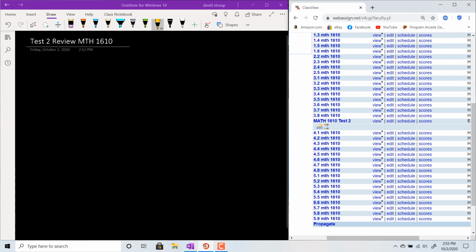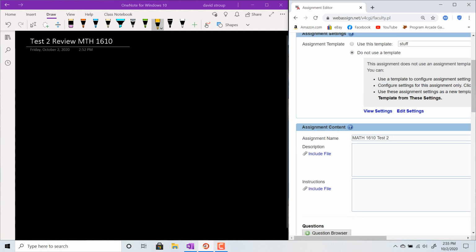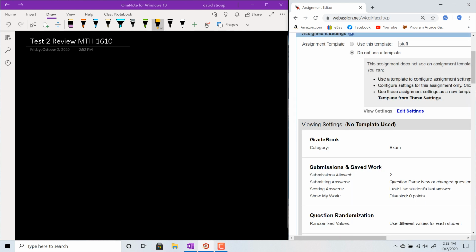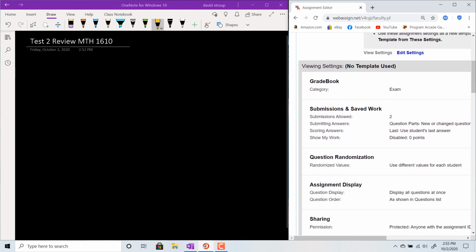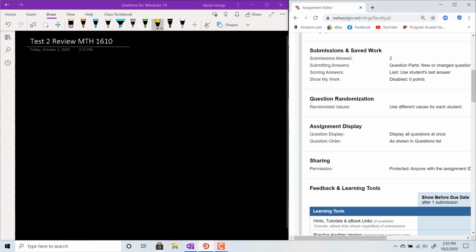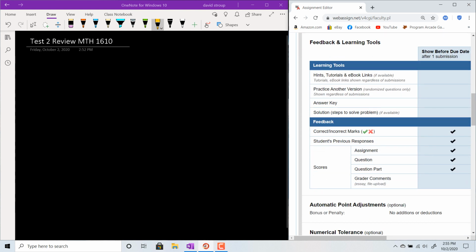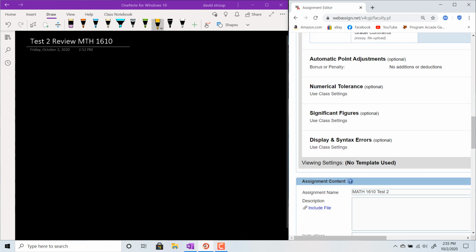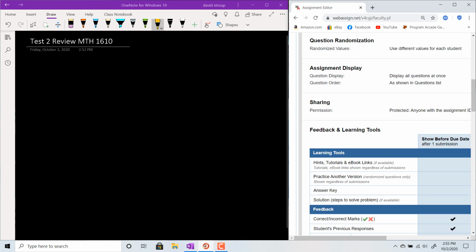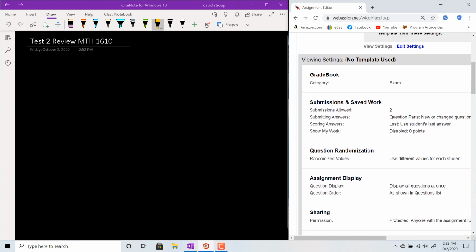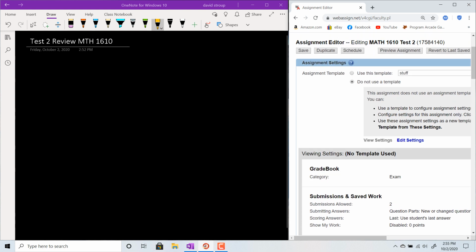Let's see how long you have for this. View settings. It looks like you get 2 chances for each question. Anything else? No template used. I'm looking for the time. How long do I have?